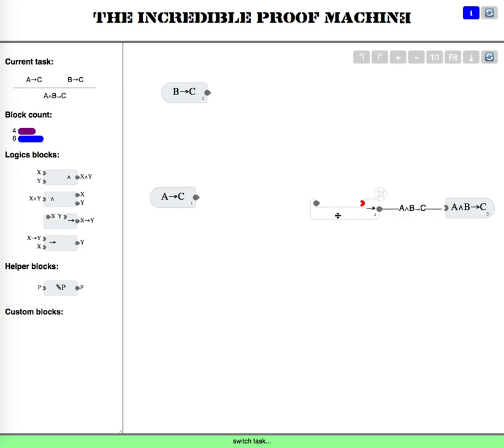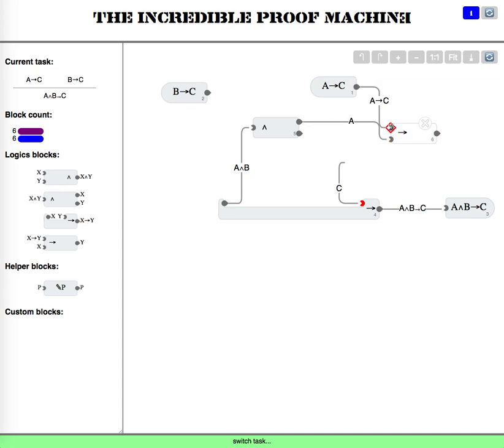Okay, so what are we trying to prove here? We have A and B, and we have C. See how that works? A implies C. Okay. Combine that and that and that. There we go. See? We didn't need this one.